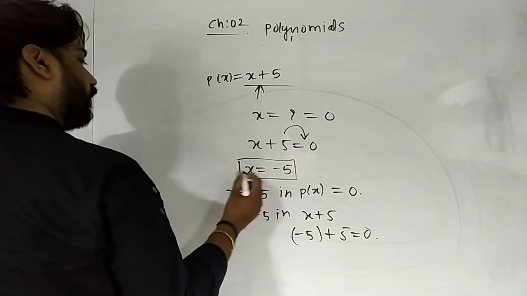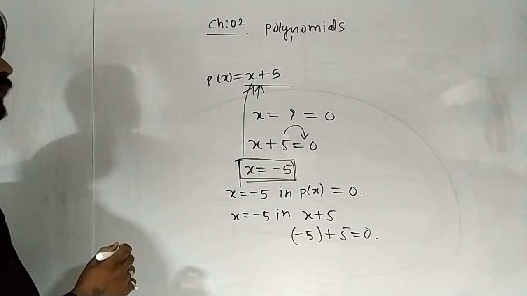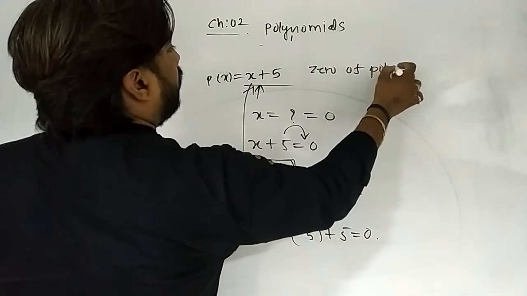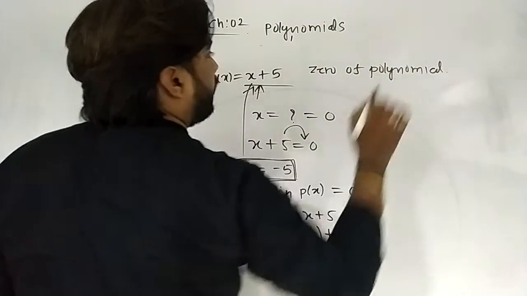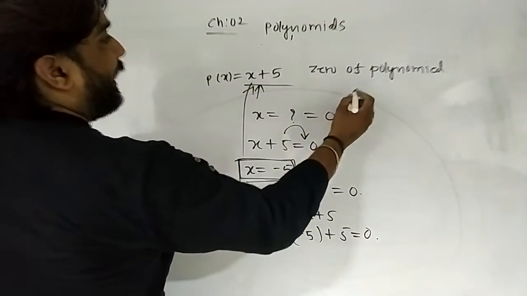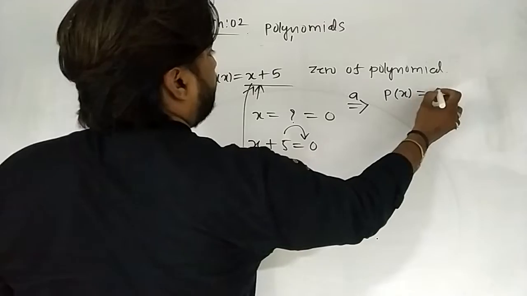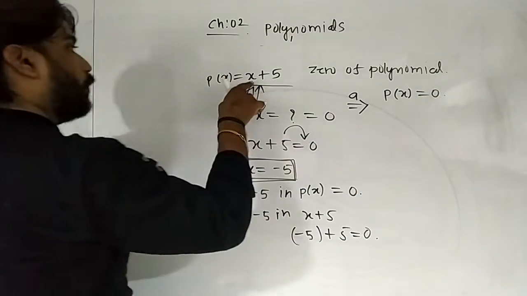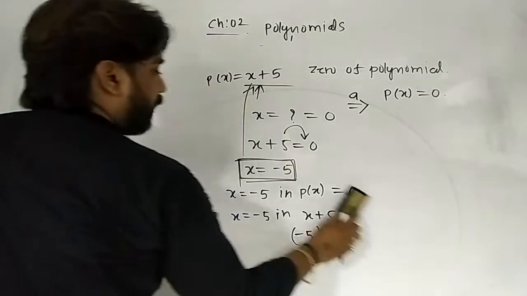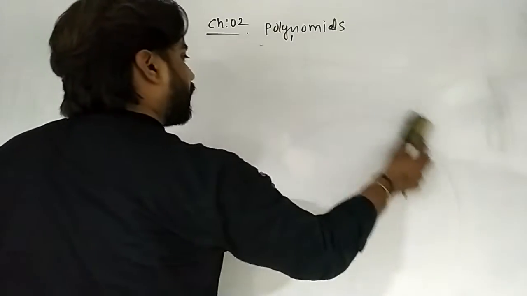So for which value of x the polynomial becomes 0, that value is known as what, zero of the polynomial. And what is the meaning of zero of polynomial? Any number a that when we replace in p(x) it must be 0. अगर कोई value a ऐसी हमें मिलती है that we replace in the polynomial and if it becomes 0, then that will be known as the zero of the polynomial. Let me do the quick examples.